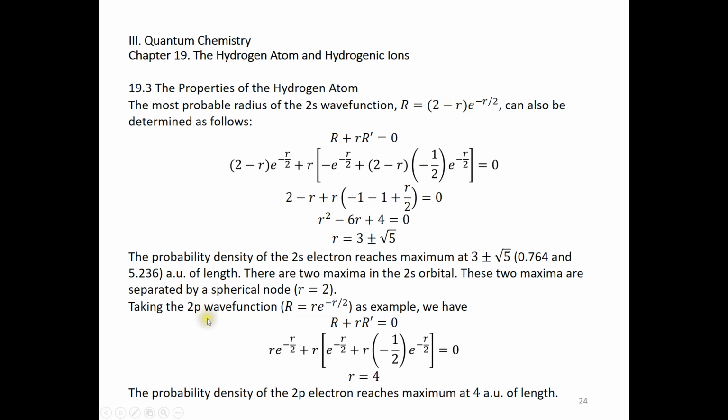Now let's look at a 2p wave function over here. Again, we use this equation. It's just r plus the lowercase r, the radius, times the first derivative of the function. This should be 0. We solve this equation, r equals 4. So if you have a 2p electron, there's only one maximum. That maximum is at 4 atomic unit of length. And for the 2p electron, there's no spherical node. There's only one planar node.